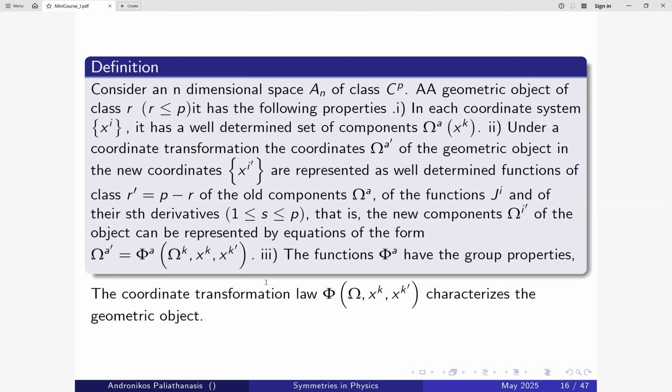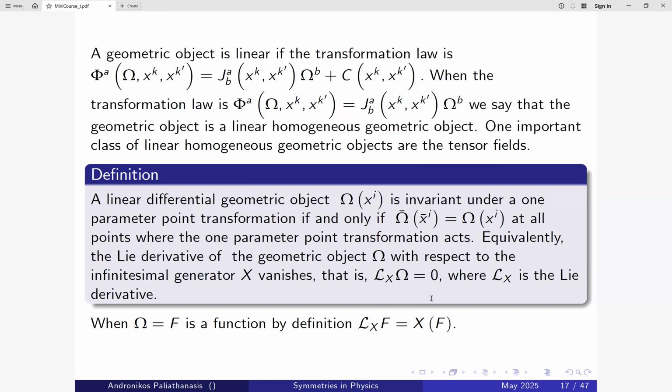This is explicitly the definition of the geometric object. The law for the coordinate transformation characterizes the nature of the geometric object. A specific class of geometric objects are those which have a linear law for the transformation. Indeed, phi could be a linear function in terms of omega given by this expression. This is a Jacobi matrix, and C is another component term. When the transformation law is of this form, we shall say that the geometric object is a linear and homogeneous geometric object. One important class of linear homogeneous geometric objects are the tensor fields.